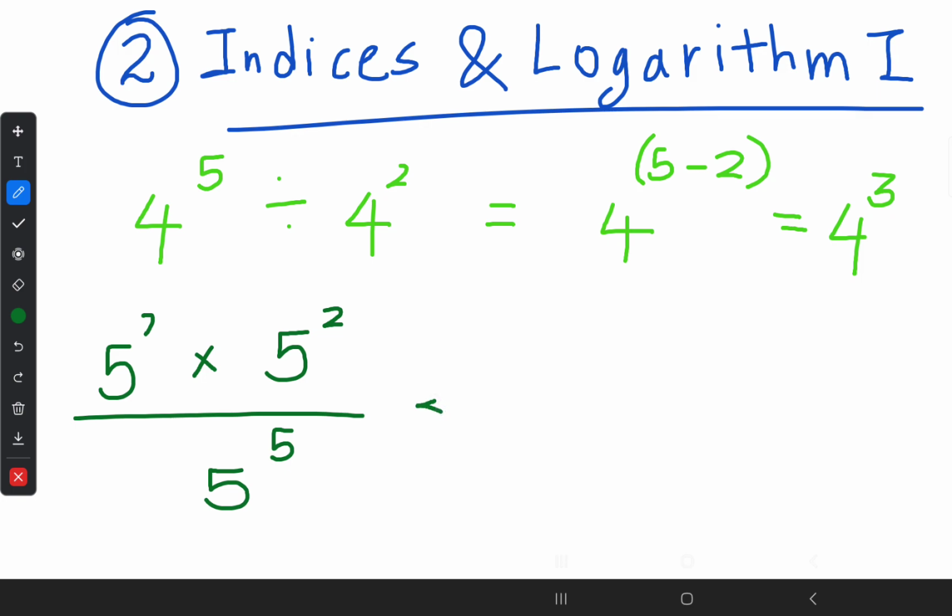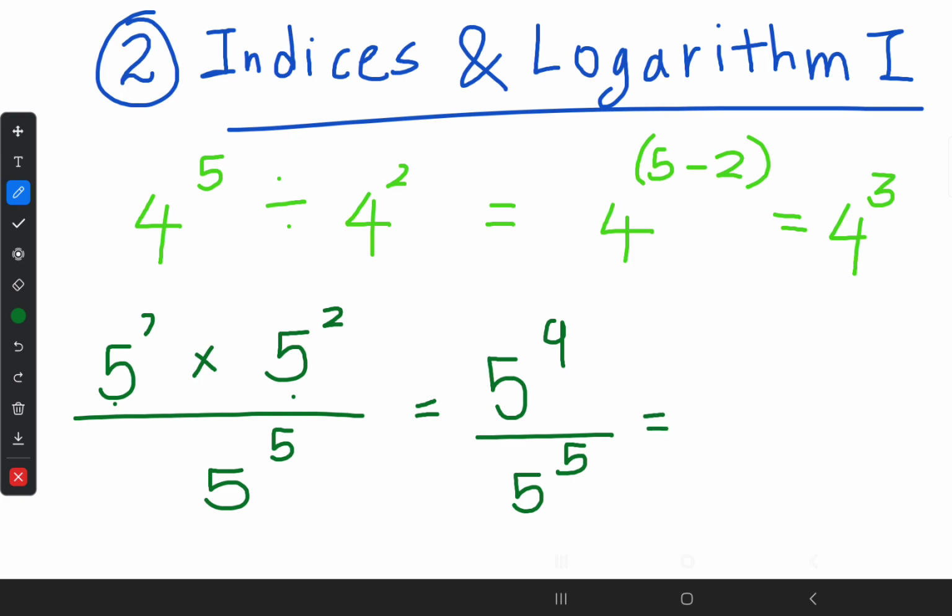So, let's make this one a little easier, otherwise it looks like a complex one. 5 to the power of 7 multiplied with 5 to the power of 2. Here we know that the bases are the same, so while multiplying we need to add our powers. 7 plus 2 will become 9. 5 to the power of 9 divided by 5 to the power of 5.